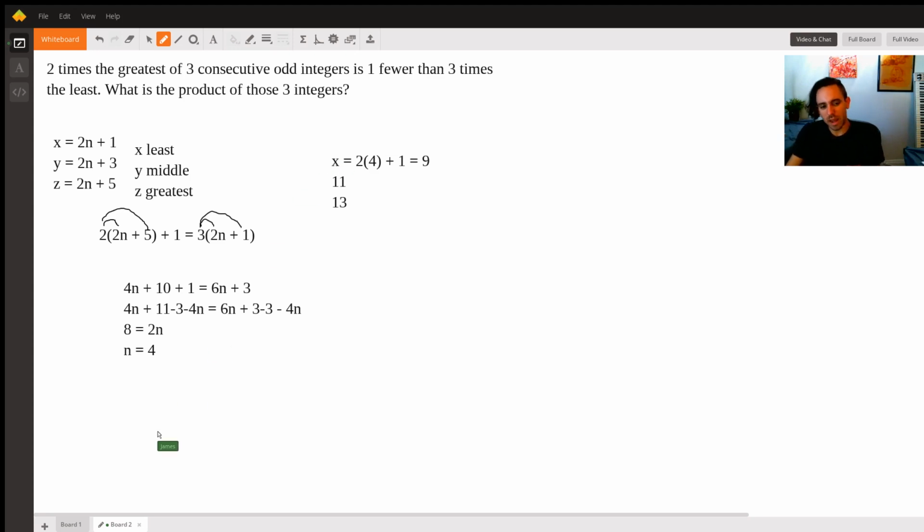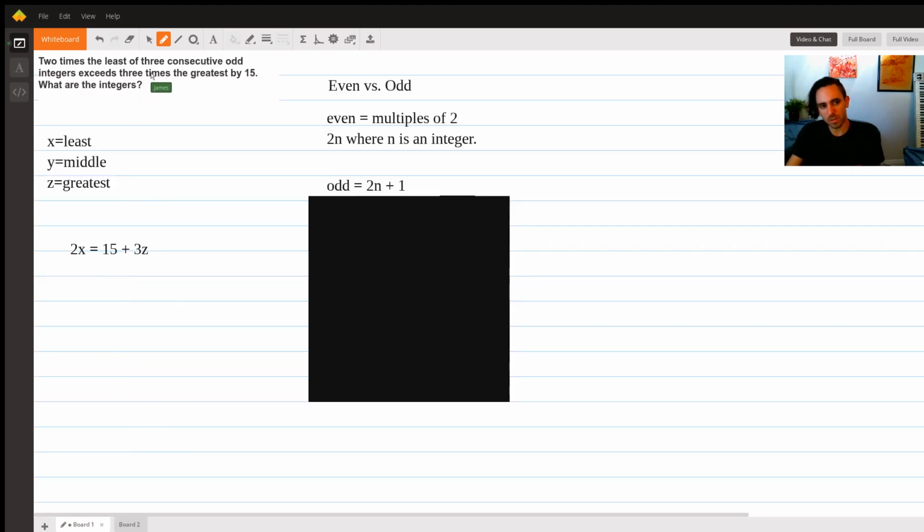Real quick, I'll go back to this one and talk about how I knew it was negative. 2 times the smallest number exceeds 3 times the biggest number. So I have this biggest one. I multiply it by a bigger number than I'm multiplying the smallest one by. I'm going to get a bigger number. It has to be negative, because with positive numbers, it just doesn't work. Bigger times bigger is bigger if it's all positive, but that's not the case here.